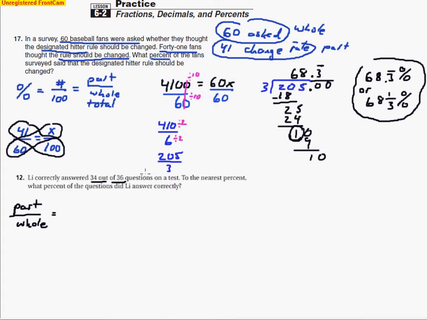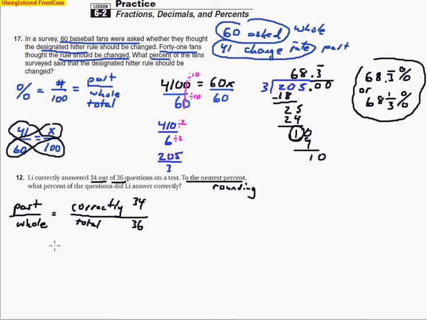All right, so they want to know to the nearest percent. So we're going to end up having to do some rounding when we get our final answer for this question. But let's go back to this: 34 out of 36. She answered correctly 34 questions, and then there was a total of 36 questions. So there's our fraction, 34 out of 36.